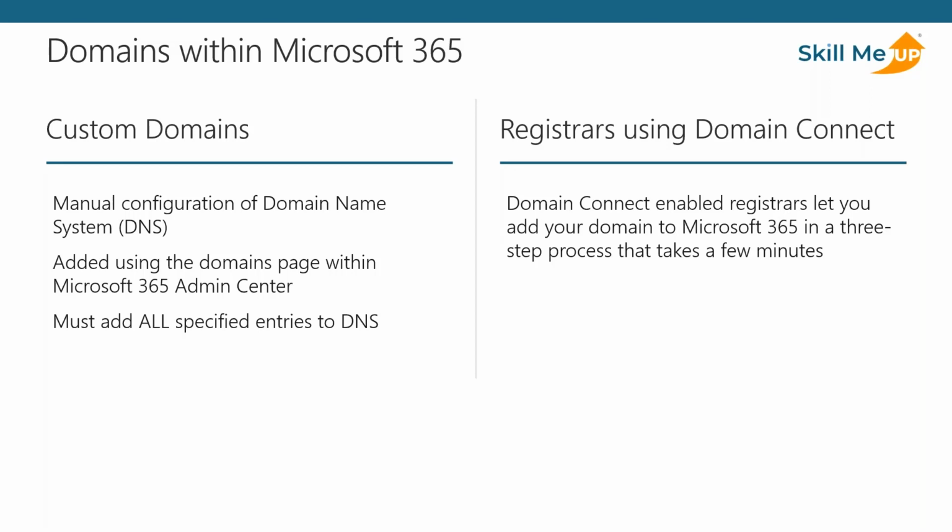Now, the better approach is to actually utilize the registrar using Domain Connect. Now, what that means is that there is a list of specific domain registration companies that are supported in Microsoft 365. It's a three-step process that just takes a few minutes. So what this does is you simply go through and say, I wish to purchase the domain, and then you allow the Domain Connect to create the domain, connect it to the tenant, and it will create all of the entries that are needed.